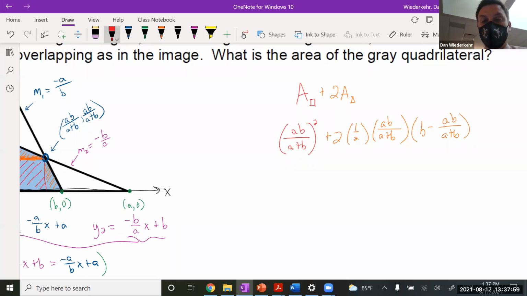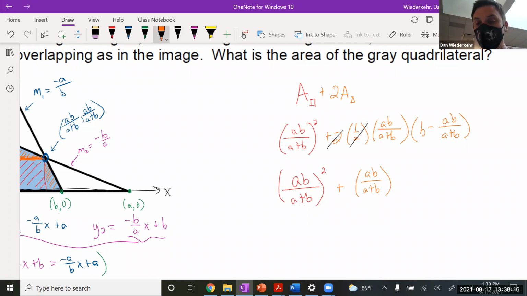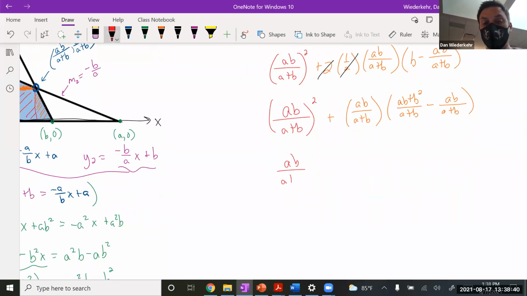All right, now this first one we're just going to leave as is for now. No sense in trying to multiply that all out. The 1/2 and the 2 cancel out. That's wonderful. Let's leave that ab over a plus b alone. Let's deal with this one. A common denominator here, a plus b. And so this, if I multiply b times a plus b, I get ab plus b squared. All right. And we'll leave this the same again.